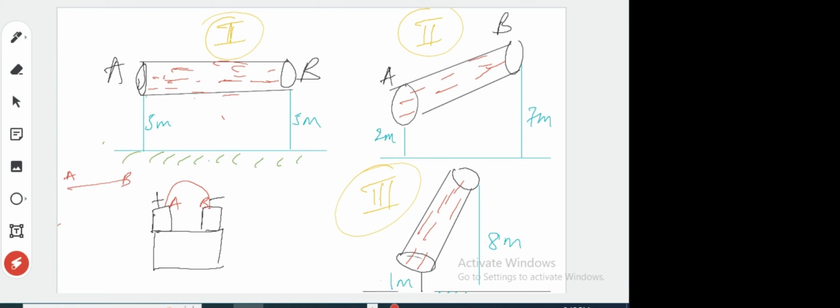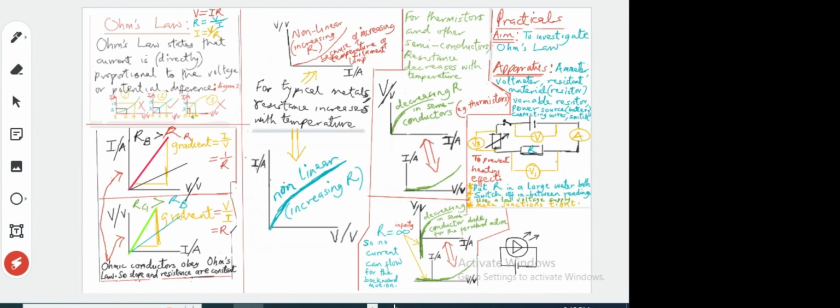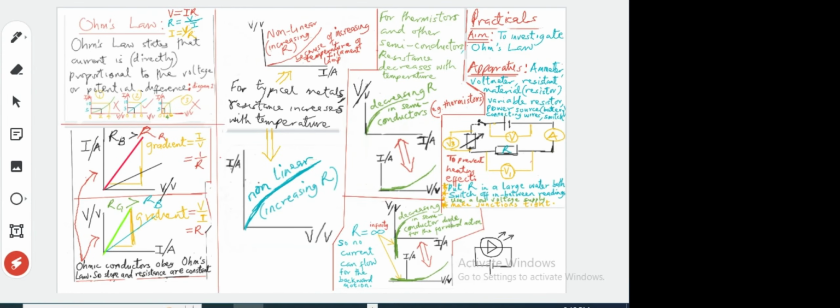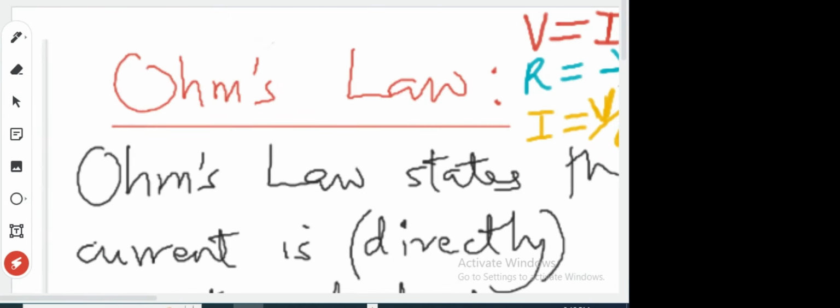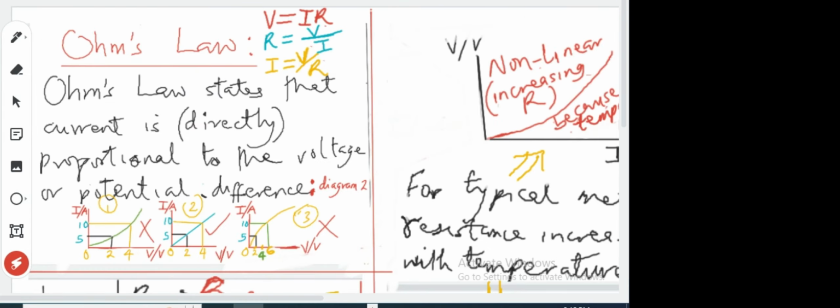I said all of that to give you a simple law we use in physics. We call it Ohm's law. You might have heard of that. Current is directly proportional to potential difference. What did I say? Proportional to potential difference. This is it. Ohm's law states that current is directly proportional to the voltage or potential difference.